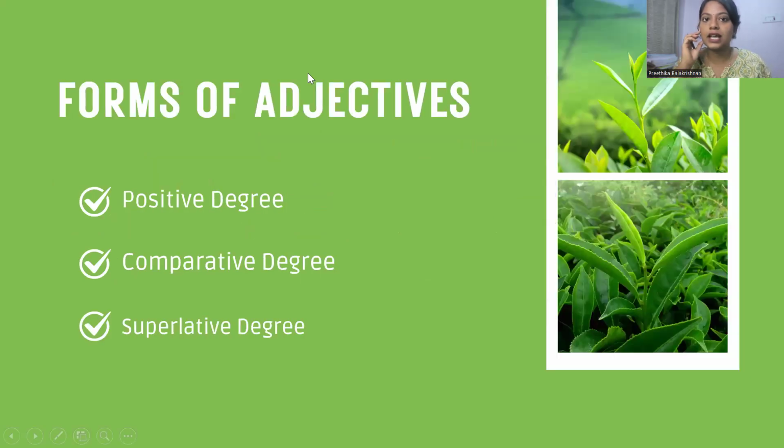So forms. The first form and first type we are going to see is the positive degree. The next one is the comparative degree and the third one is the superlative degree.